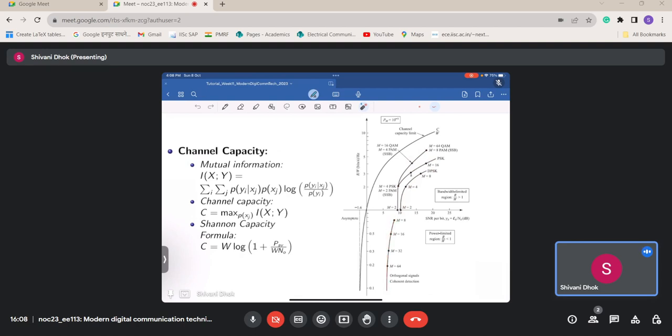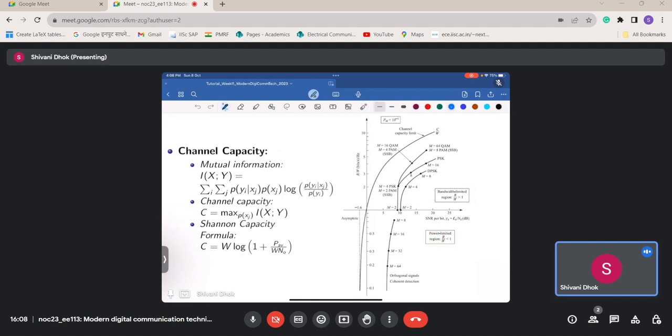So basically this is R by W, and this is SNR, that is Eb by N0, SNR per bit, Eb by N0 in dB scale. All the region above this is known as bandwidth limited, and all the region below this line, which is the R by W equal to 1 line, is known as the power limited region.